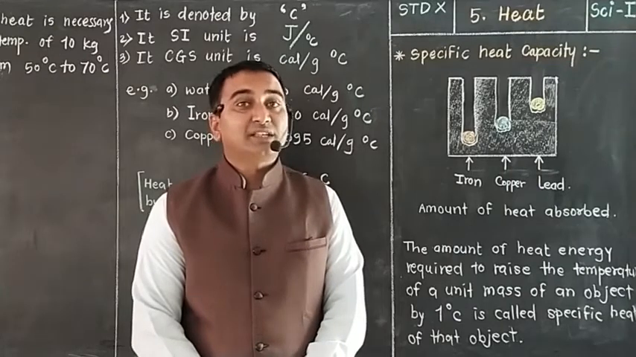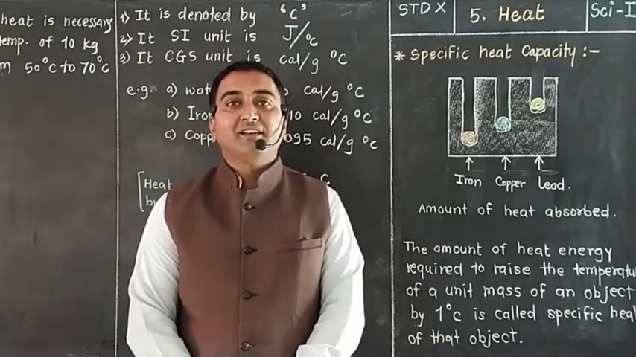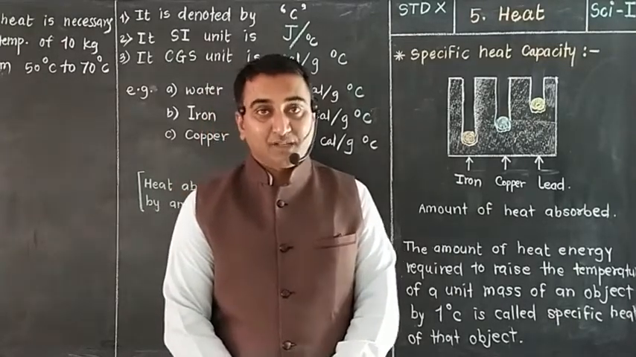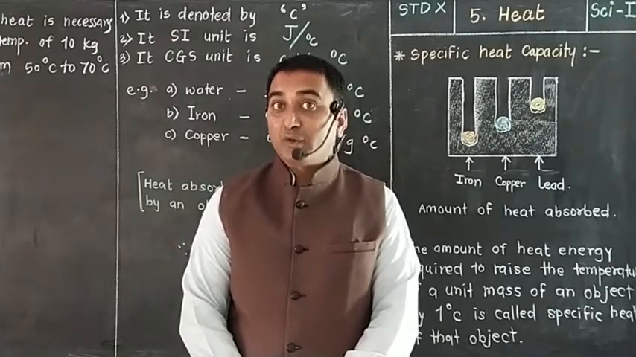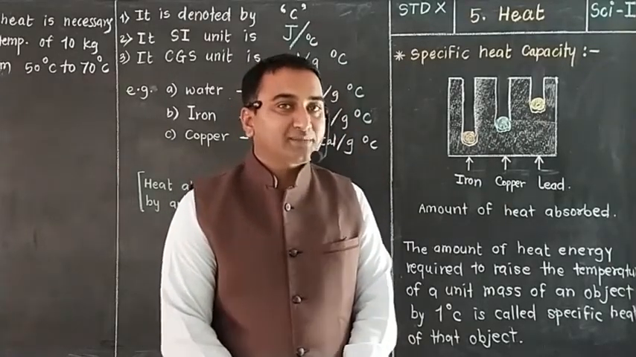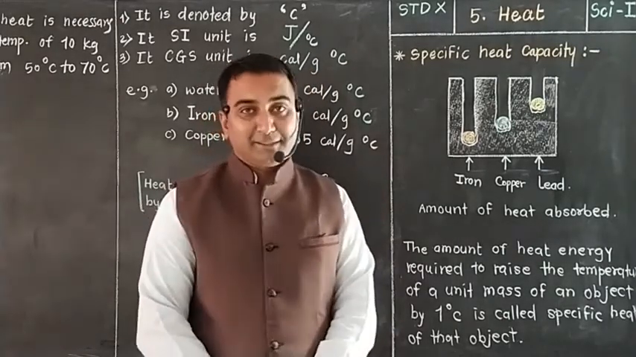Then we moved to the regulation, then the anomalous behavior, and then we have discussed humidity, relative humidity, all the things we have discussed. And along with that, units also we have discussed. Now the next point we are moving to is specific heat capacity.